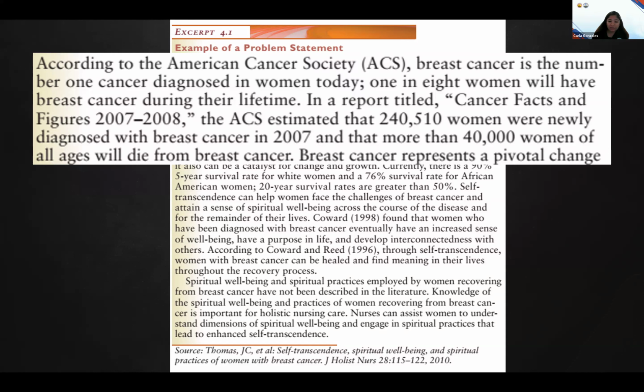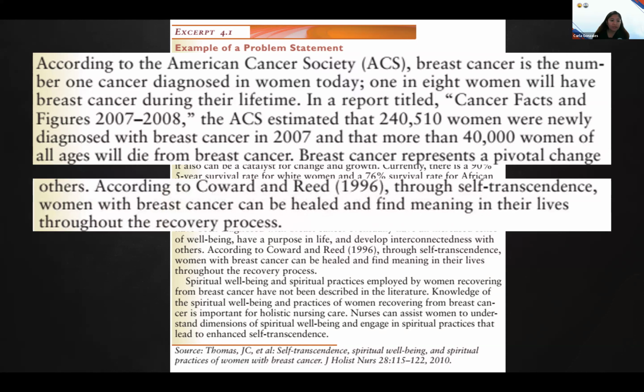Within the first few sentences, the authors of this study were able to identify an area of research, and that is how women with breast cancer can find meaning in their lives throughout the recovery process. And they also outlined a pertinent variable. According to Coward and Reed, through self-transcendence, women with breast cancer can be healed and find meaning in their lives throughout the recovery process.